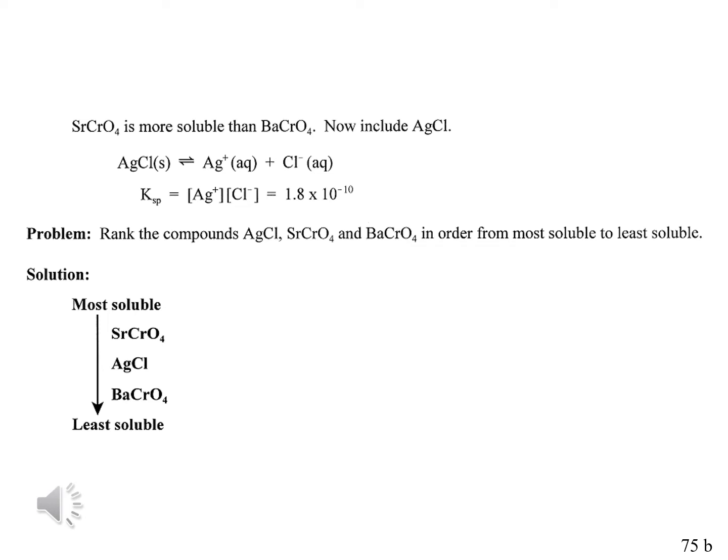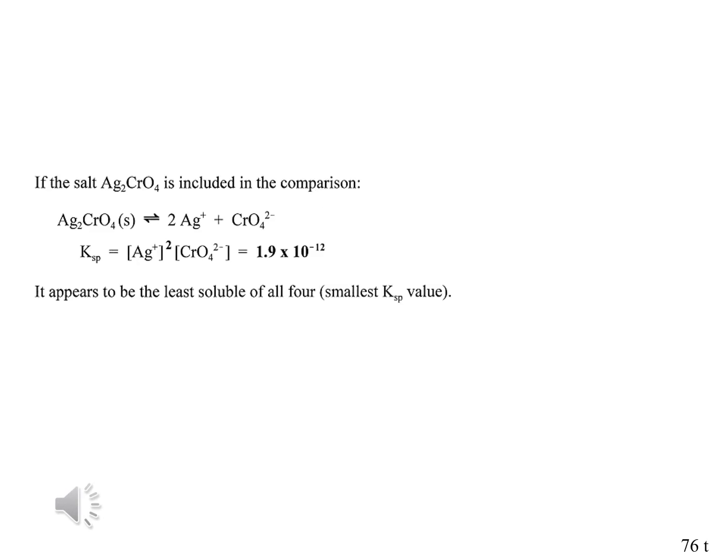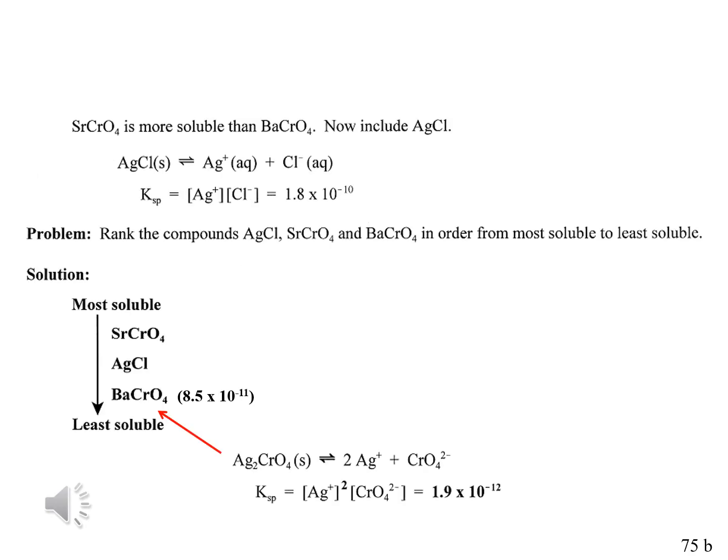That's pretty easy, but in the next salt, if I throw in a fourth one, there's a problem, and I want to show it. If you want to throw the salt silver chromate that we calculated before, the KSP is 10 to the minus 12. Now, if you were going to put that in the list we made, you would probably want to put it at the very bottom because it's the smallest number.